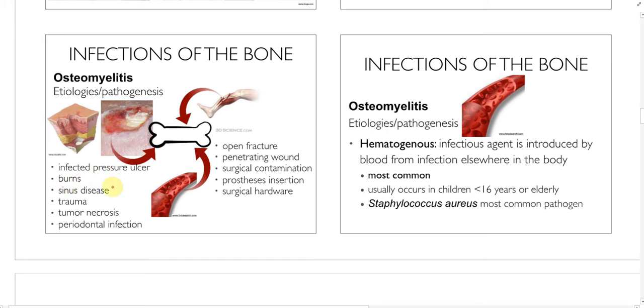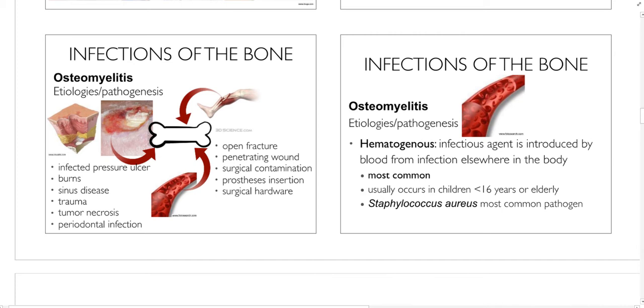It can come from burns, sinus disease, up through the, I think it's the ethmoid, or is it the sphenoid bone of the nose? I think it might be the ethmoid. Trauma, which opens up a bone to allow for exposure. Tumor necrosis, periodontal infection, an open fracture or a penetrating wound. Lots of things. Anything where the bone itself is exposed to the environment that it normally wouldn't be, we have a risk for infection.